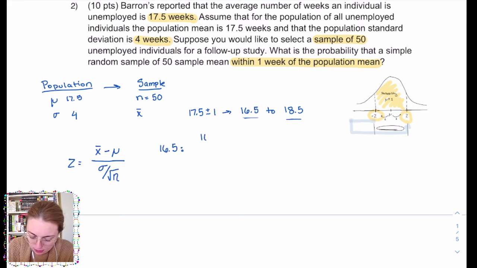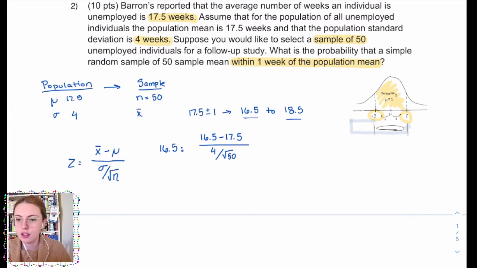That'll be 16.5 minus 17.5 divided by 4 over the square root of 50. So just plugging in all of the values that we have. And this gives us a value of negative 1.76.